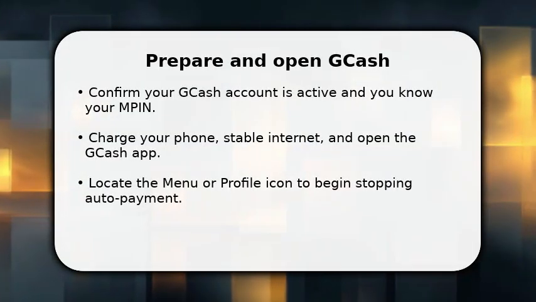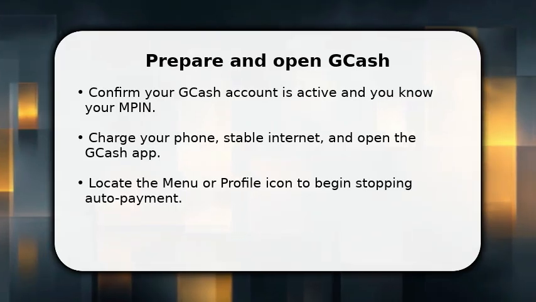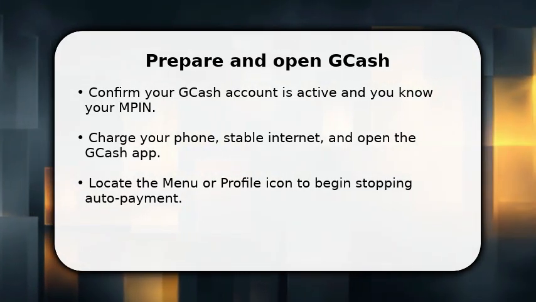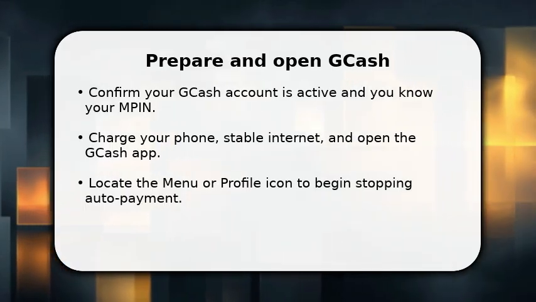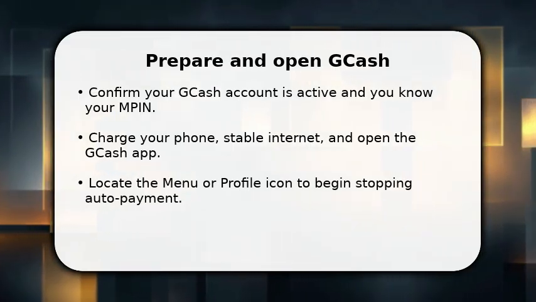You start by opening Gcash and verifying your access. This prevents lockouts mid-process. Once in, make sure your MPIN is ready and your phone has stable internet so nothing times out. Tap the menu or profile icon to reach settings. These are where recurring authorizations live.